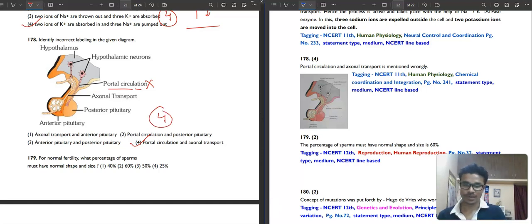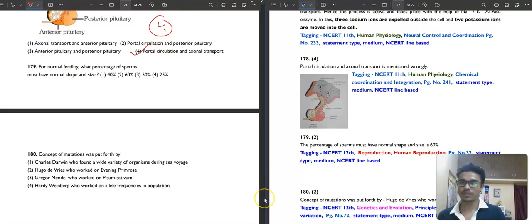Then question number 179. For normal fertility, what percentage of sperms must have normal shape and size? The percent of sperms that must have normal shape and size is 60%. 40% of them should be very motile. That's why the first option is given, so that you can make a mistake.